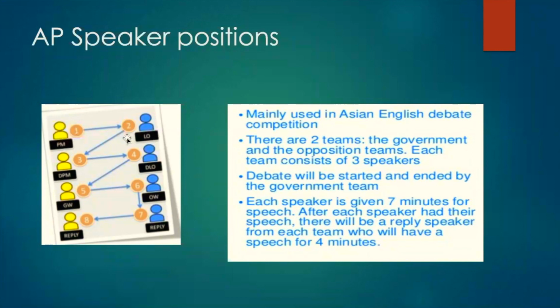তারপর হলো leader of opposition. তারপর third হলো deputy prime minister. Fourth হলো deputy leader of opposition. তারপর fifth হলো government whip, who is the third speaker of the government side. আর sixth হলো opposition whip, which is speak against the motion. ওইটার পরে you will have a reply speech of 3 minutes basically.